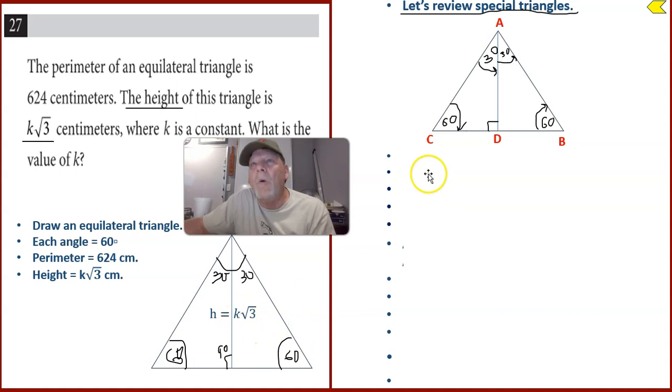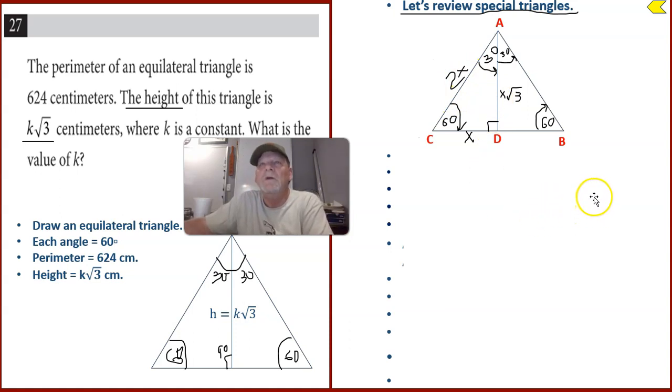Well, we already know that the height is k square root of 3, but in the simple figure of the values on each of the special triangles, you'll always say that that height is x square root of 3, and these are just the sides. This side opposite the 30 will be a length of x, and the hypotenuse, the side opposite the 90, will be 2x. So if that's the case now, let's just think of what that really means.